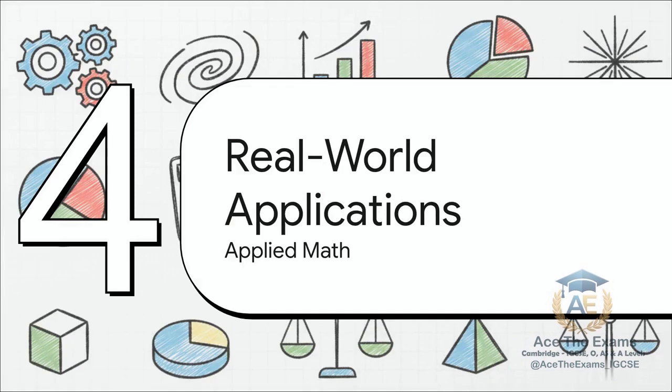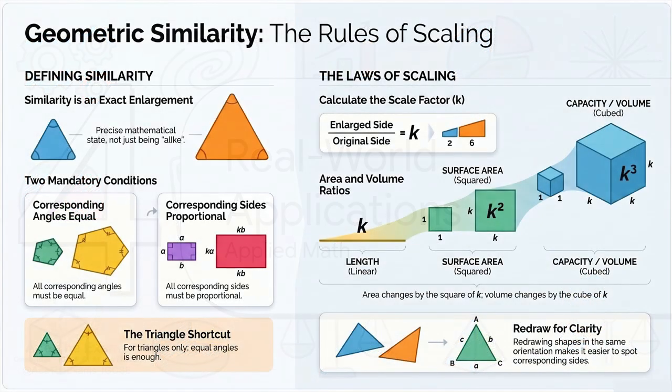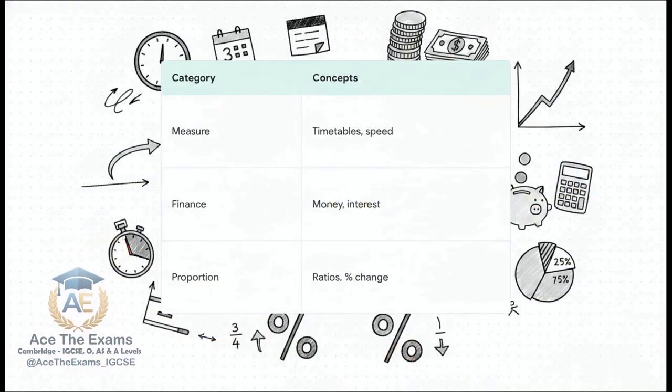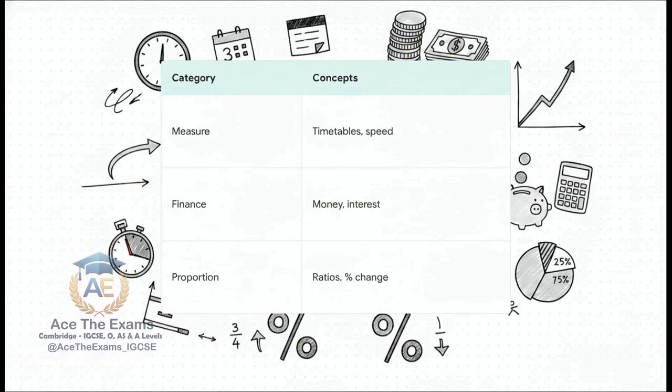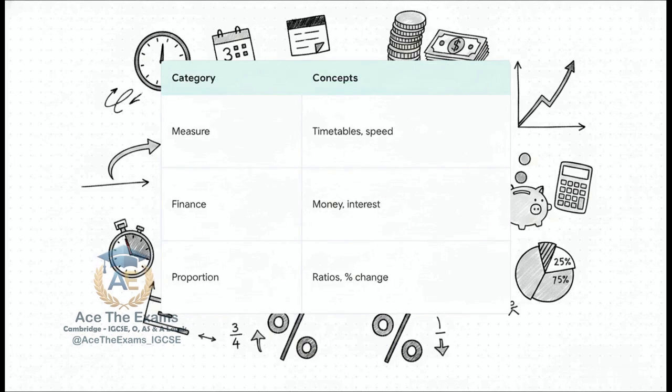Finally, Section 5. We transition from pure abstract calculation into tangible, real-world problems. Let's map out this highly practical side of the paper. Think of this as a mental data scan challenge. In measurement, E1.14 dictates that you must manipulate 12 and 24-hour clocks, read complex timetables, and calculate average speed.